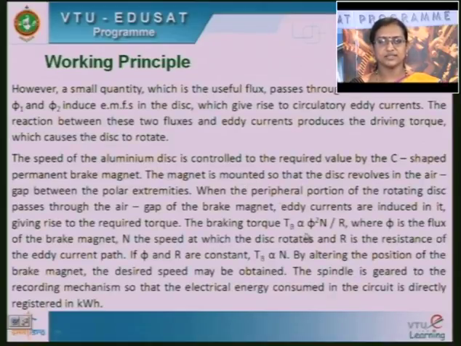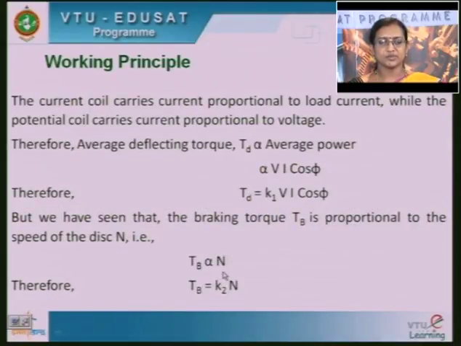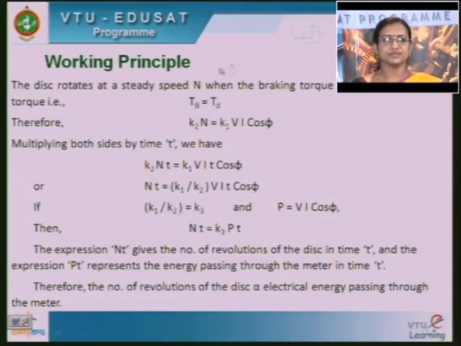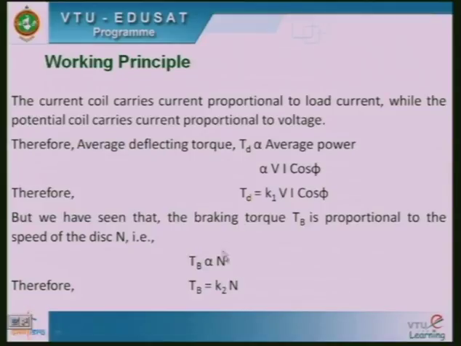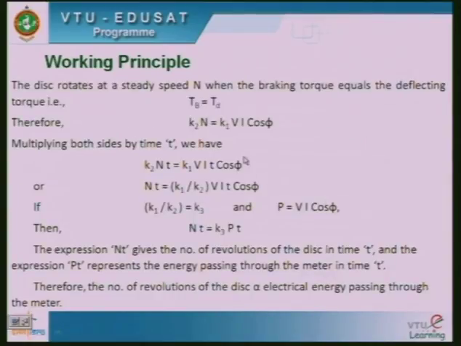And we saw that in this case TB is directly proportional to N. The braking torque is directly proportional to N, so TB is equal to K2 into N, where K2 represents the constant of proportionality of the braking torque. Under equilibrium condition, the disc rotates at a steady speed N when the braking torque exactly equals the deflecting torque, when TB is equal to TD. We have TB is equal to K2 into N, and TD is equal to K1 VI into cos phi. So when substituting and rearranging the terms, this will be K2N is equal to K1 VI cos phi.